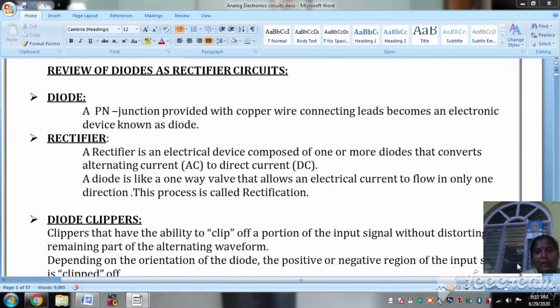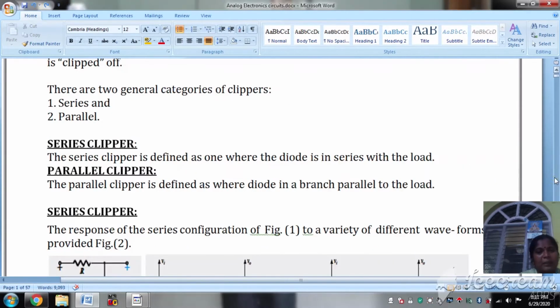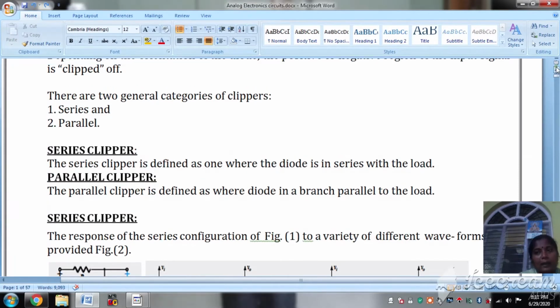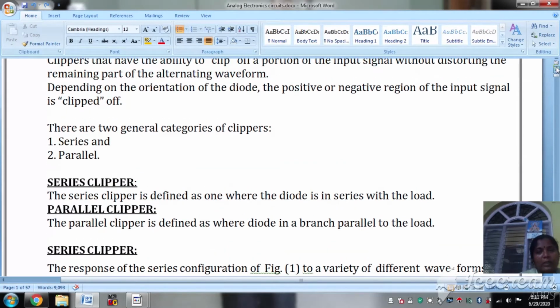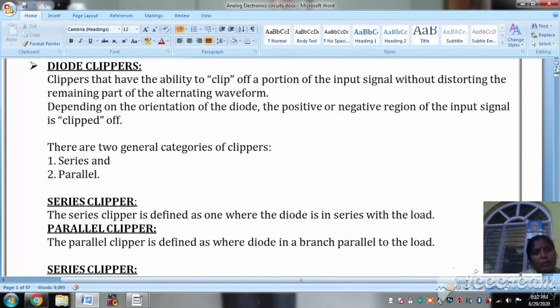The advantage of a clipper is that you can cut the unwanted portion either on the positive side or on the negative side. Whichever portion we don't want, we can clip off. Generally there are two types of clipper circuit. One is the series clipper, the other one is the parallel clipper.